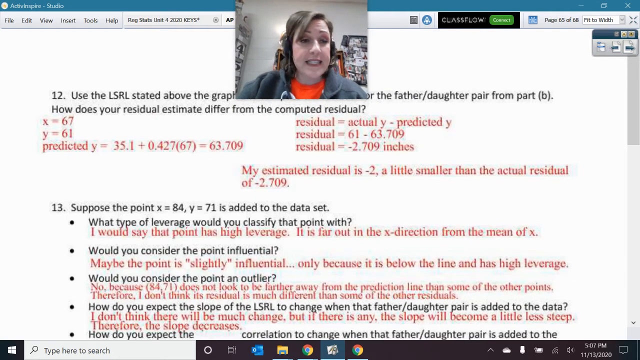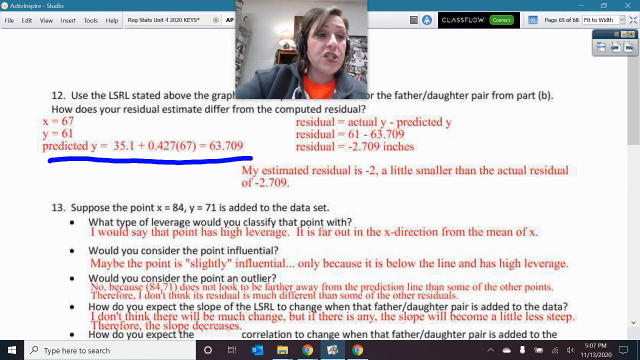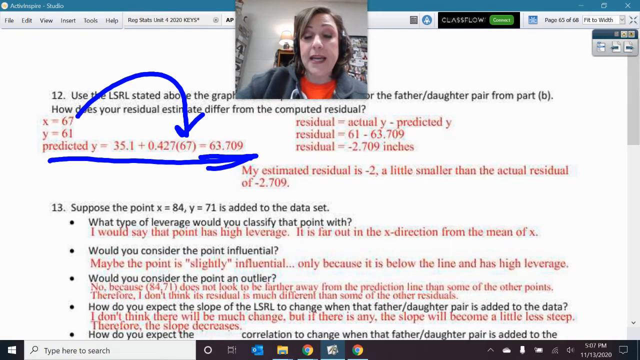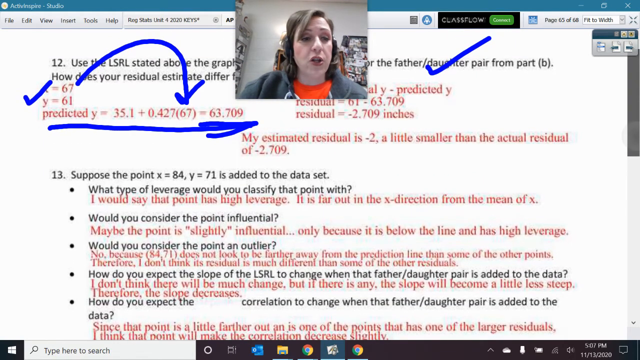Next question is asking us, okay, well now actually compute what that would actually be, through using the LSRL. So it had given us the LSRL. It gave us this, okay? So we just took that X, plugged it in, and got the predicted Y, and then we could do the actual Y minus the predicted Y. So that was -2.709. So I was a little off. And so it said how does your residual compare? Mine was a little smaller.